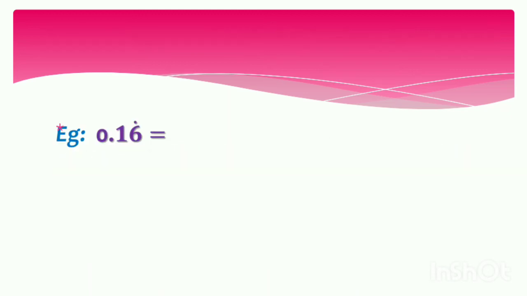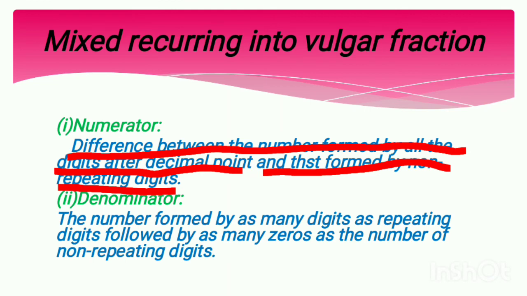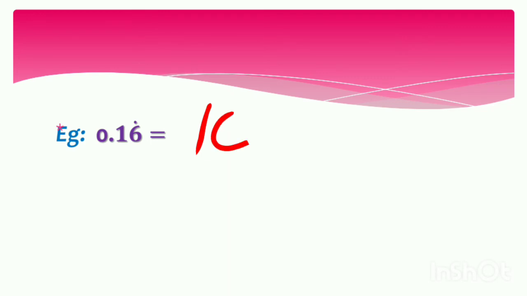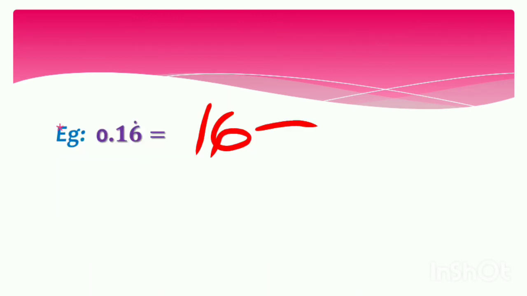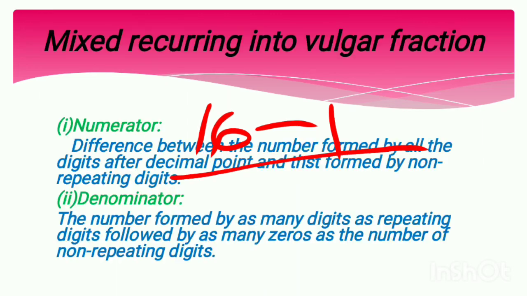Let's see with one example. Here 0.16 with the bar over the 6. What is the number formed by all the digits after the decimal point? 16, minus the number formed by non-repeating digits. What is the non-repeating digit here? 1, right? So 16 minus 1, whole divided by, what is the denominator?